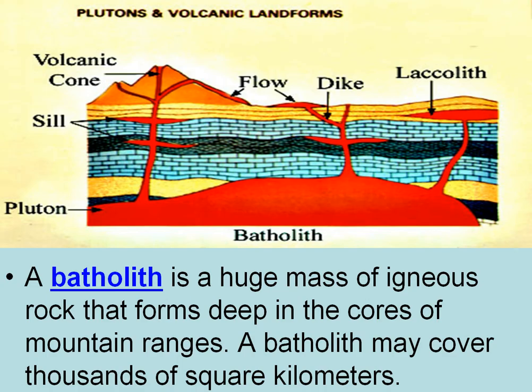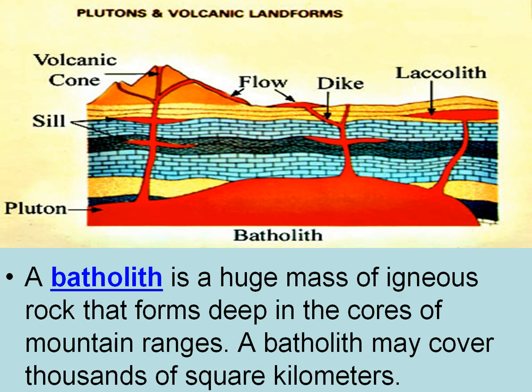And we're going to end today just by going over a little bit of vocabulary. A batholith is a huge, massive igneous rock that forms deep in the core of a mountain range. Now, not all batholiths are going to form volcanoes. Sometimes you're just going to have a batholith and the magma doesn't make it to the surface of the earth. These batholiths may cover a few thousand square kilometers.